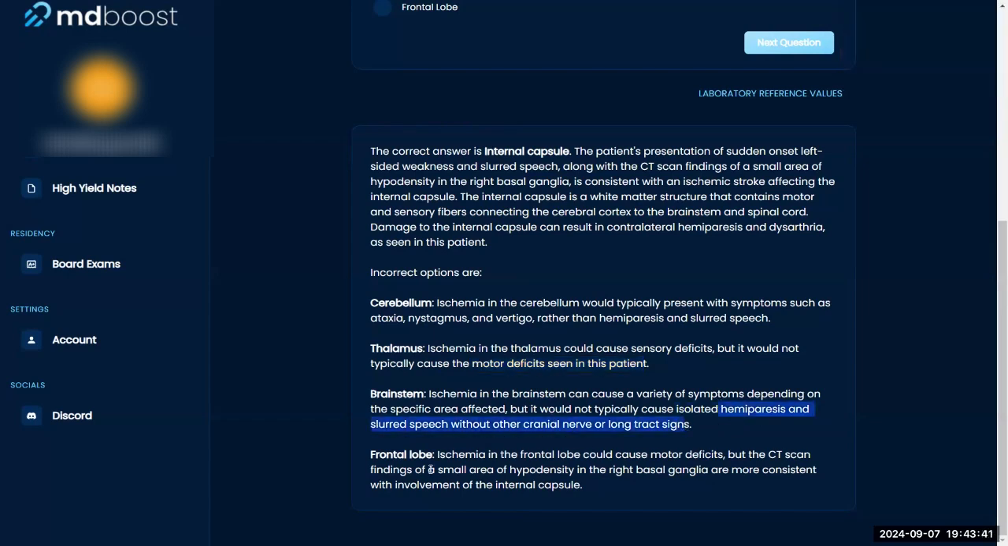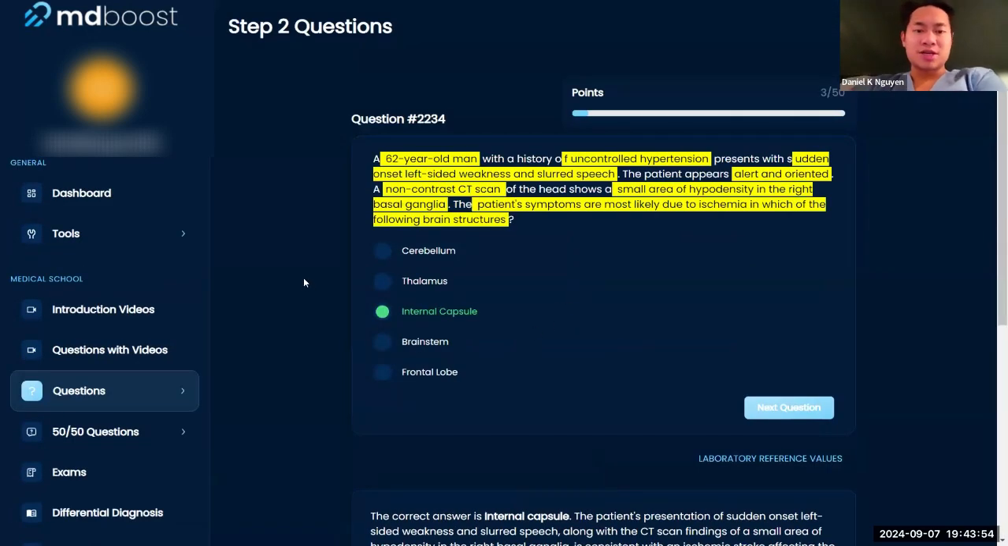Lower. Yep, lower. Frontal lobe, right? You can have some motor deficits, but usually the frontal lobe is not deep enough in the brain, right? So the only one that has the motion issue, and it's not per se exactly in the basal ganglia, it's a little bit around, but the internal capsule is going to match the best here.